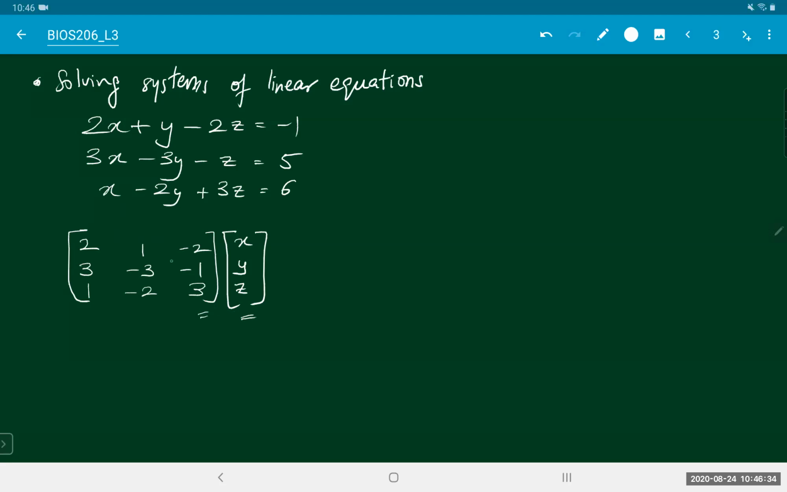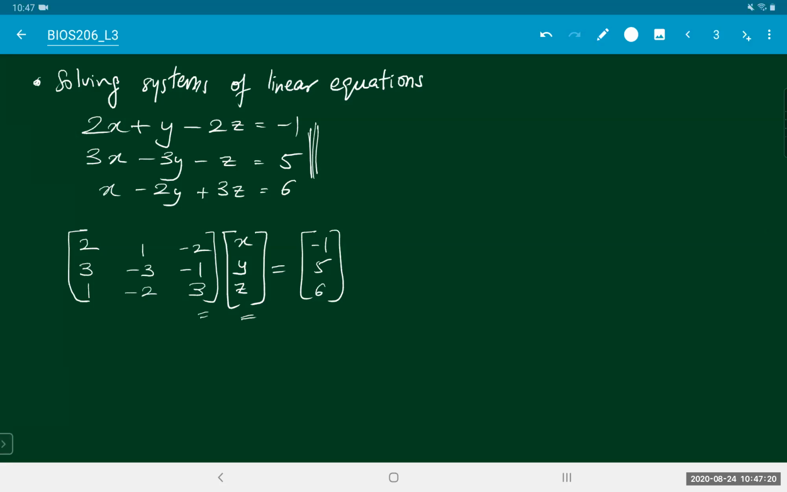And you can see that if you do a matrix multiplication of these two, you will exactly get the left-hand side. So you will get 2 times x plus 1 times y plus -2 times z. So that's the left-hand side of the first equation, and so on and so forth. And on the right-hand side, again in a column matrix, I will put the right-hand sides. So -1, 5, 6. I hope this is clear. This matrix equation is nothing but these three equations written in a slightly different form.